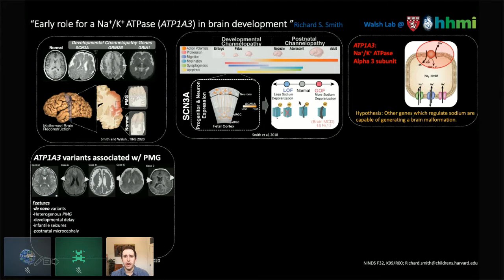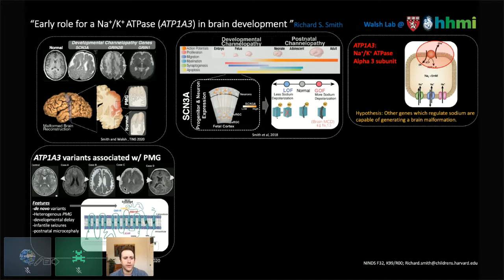When we look at our cohort, as well as with colleagues, we're able to identify ATP1A3 variants associated with polymicrogyria, very similar to our SCN3A individuals. The cases we've seen so far are all de novo. The presentation is more heterogeneous than our SCN3A cases, and these individuals have developmental delay as well as seizures in the postnatal period. So it's a little bit different than our SCN3A mutations, which don't have that classic developmental delay or epilepsy.